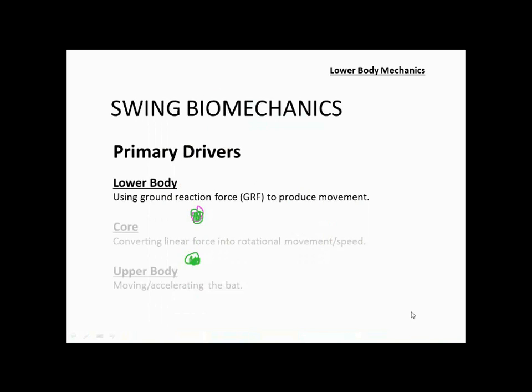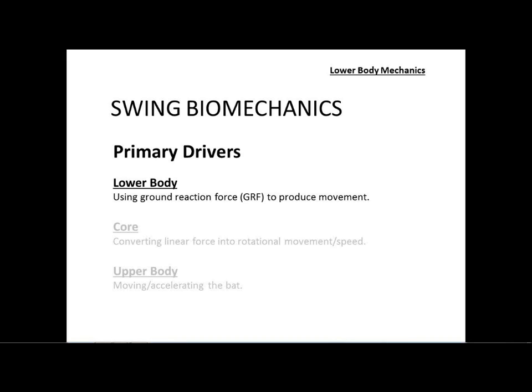So we are going to move into this lower body biomechanics component. From a swing biomechanics perspective, I like to talk about, and this is how we've broken the webinar down, three of what I would refer to as primary drivers. The primary drivers are the fundamental areas.